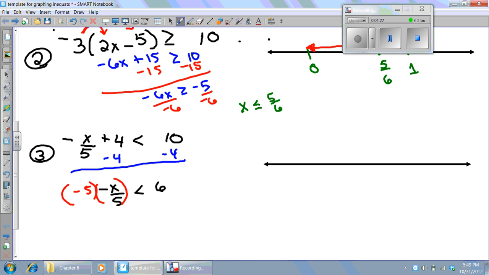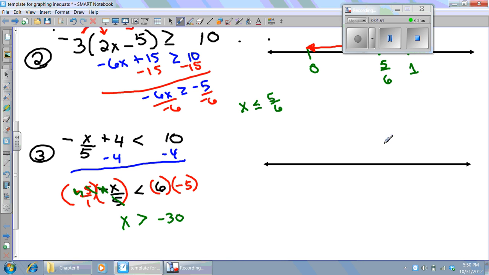Did you hear the alarm? The alarm sounding. Phasers on standby. Shields at full power. Whenever I divide or multiply by a negative, my inequality changes direction. All right, so the 5s are going to cancel on the left side. The negatives are going to cancel out, leaving me just an x. And I'm going to get negative 30.